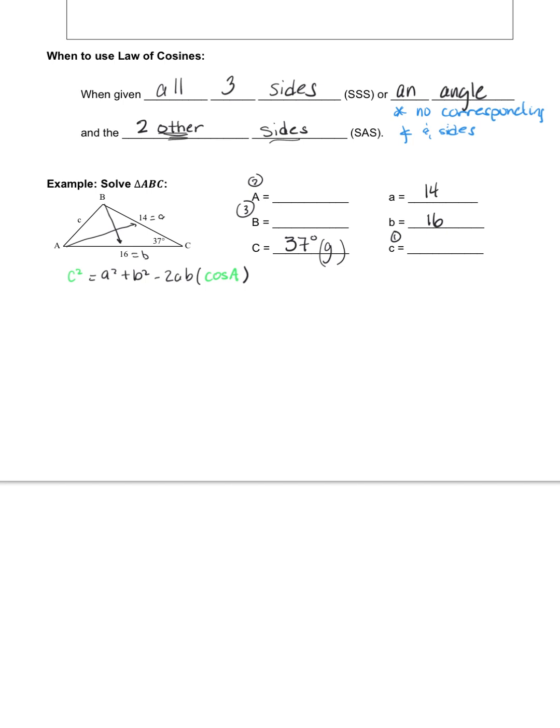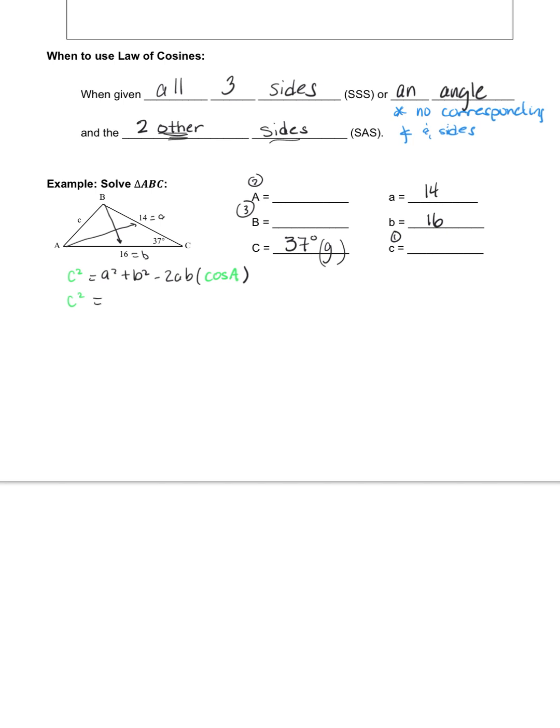So if we look at this, I have to have all the parts that I need. So I don't have C squared. I do have A squared. So again, you do not have to show me this first step. It's always recommended that you do, but you need to show this next part where you're substituting everything in.